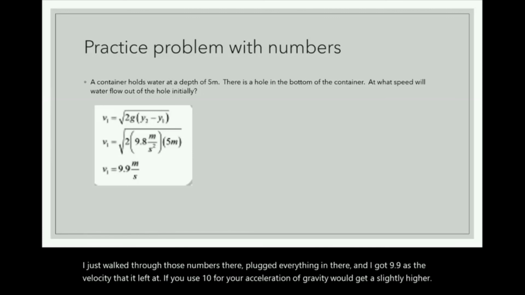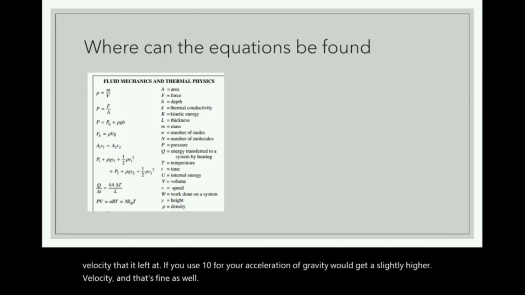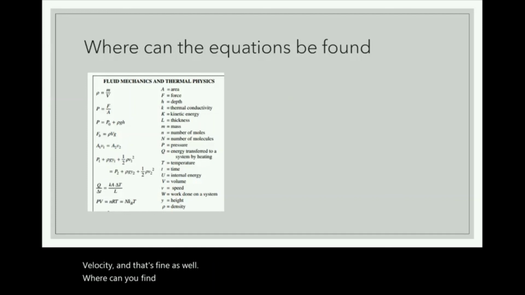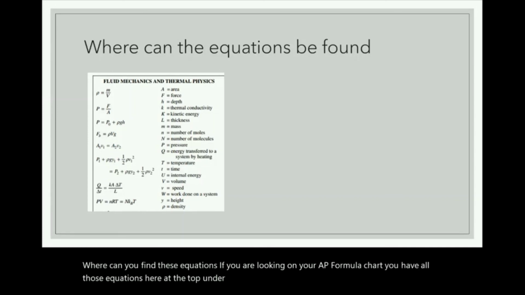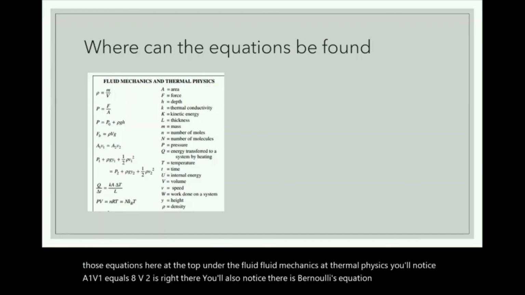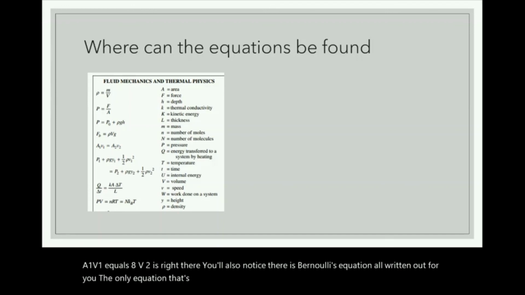Okay, where can you find these equations? If you are looking on your AP formula chart, you have all those equations here at the top under fluid mechanics and thermal physics. You'll notice A1V1 equals A2V2 is right there. You'll also notice there is Bernoulli's equation, all written out for you. The only equation that's not on there is Torricelli's equation. So I would go ahead and just add that to your formula chart or memorize it, whichever one you want to do.